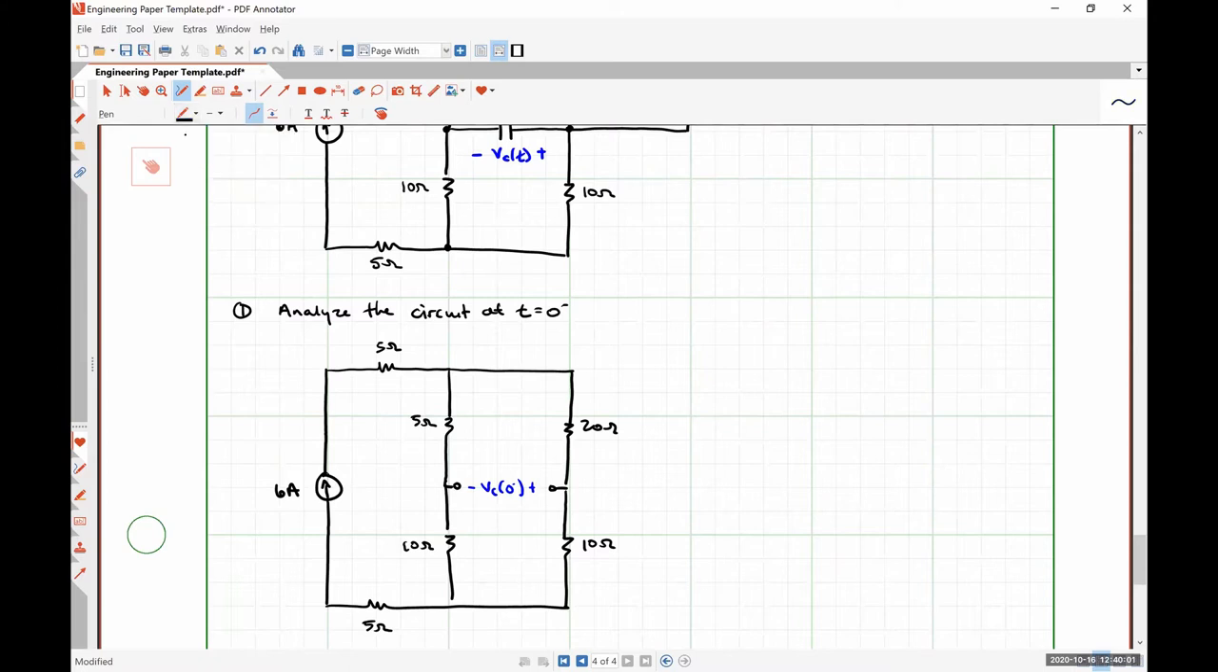So how would you all suggest we go about trying to solve for that voltage? Any thoughts or suggestions? Again, this is nothing more than a DC circuit. So you guys at this point should be fairly comfortable looking at these.